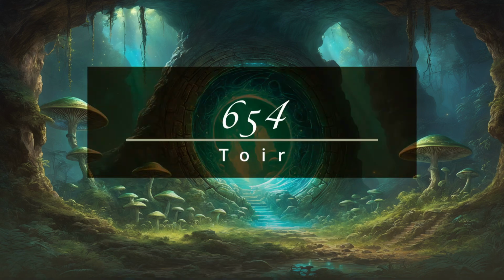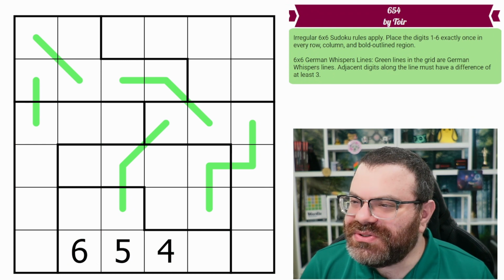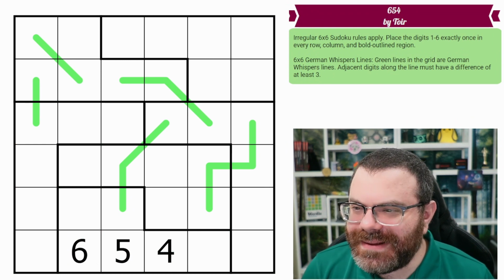Hello, let's continue our Sudoku adventure with 654 by Toir. I believe we had 123 the other day, so this is the follow-up to that.